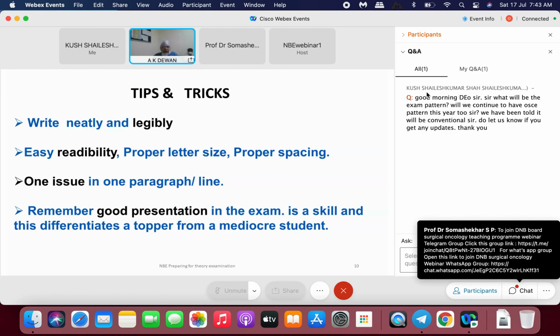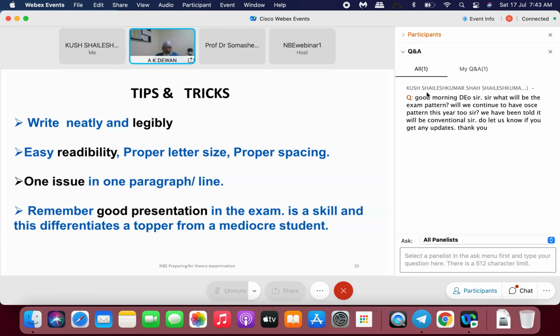So there are a few tips and tricks when you are attempting OSCE. I'll give you a few examples. Write neatly and legibly. It is true for all exams, even your theory exams. Easy readability, proper spacing should be there. There is only one page for one station, so you have limited space. Remember, good presentation is a skill, and this is what differentiates a topper from a mediocre student.